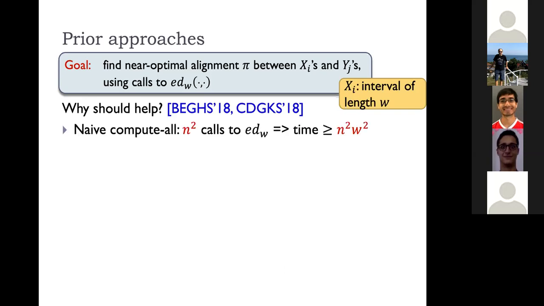So Alex, can I ask a question? Vinod, in the previous slide, what does the approximate sign refer to?